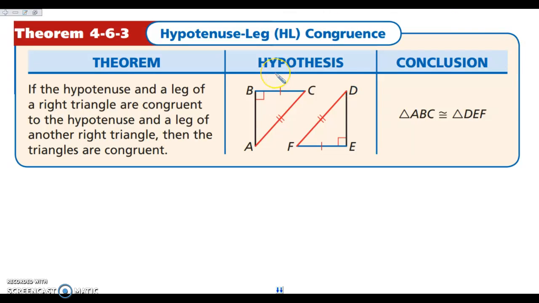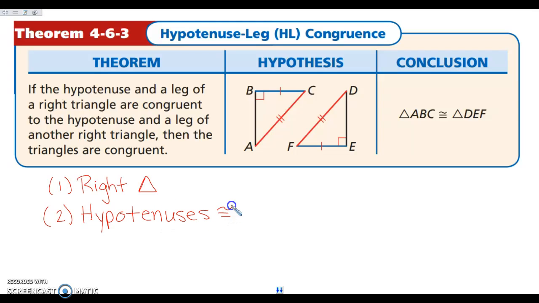Okay, so the information that we need in order to use HL is, one, I have to have right triangles. Okay, because I don't have a hypotenuse without right triangles. So I need to have a right triangle. The second piece of information is that the hypotenuses need to be congruent. All right. And then the third piece of information that I need to have is that one pair of legs are congruent.